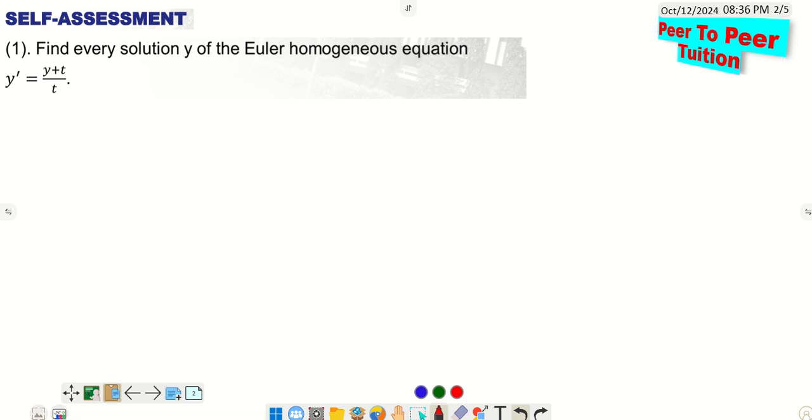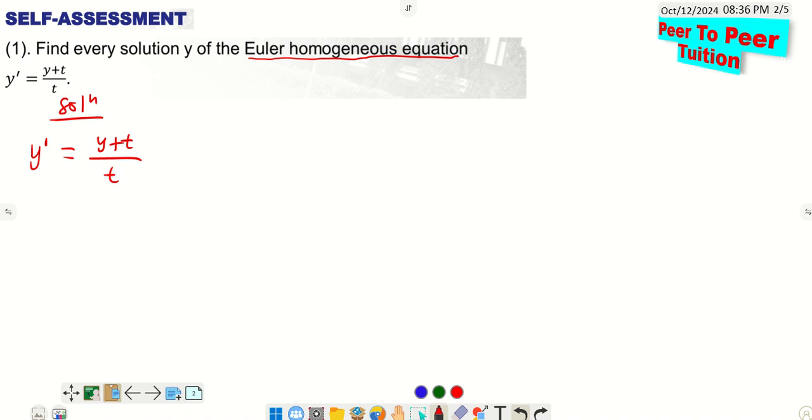Now let's solve this differential equation. In this question, we are told that it is an Euler homogeneous equation. Therefore, there is no need to prove that. So we just go ahead and solve y prime equals (y plus t) all over t.